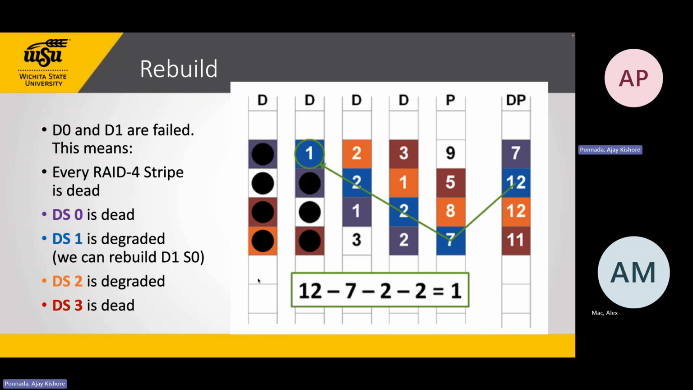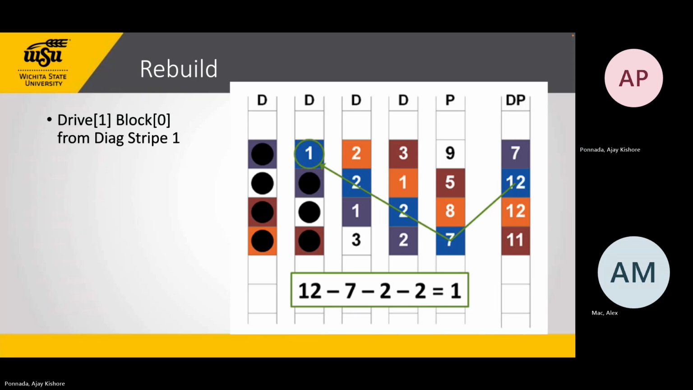So how do we calculate this thing? What's the answer for this one? 1. Yes, so that's how we reconstruct if it was degraded. People got it. Diagonal stripe 3 is dead. So let's see how we rebuild that. It's a little laggy, so give it some time.